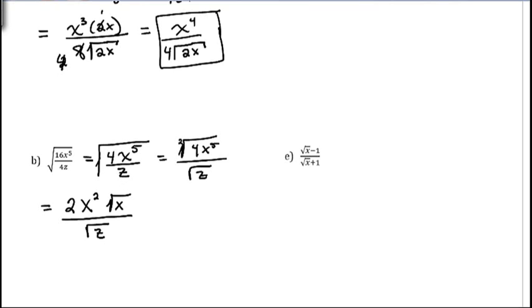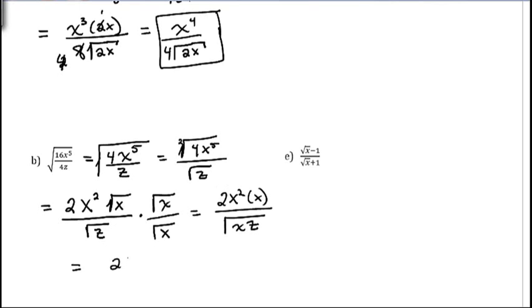So what we're trying to do is get rid of the radical in our numerator, so we want to multiply both the numerator and denominator by the square root of x. So we have 2x squared, and then the square root of x times the square root of x is x. And in the denominator, square root of z times the square root of x is the square root of xz. So in our numerator we have 2x cubed, and in the denominator we have the square root of xz.